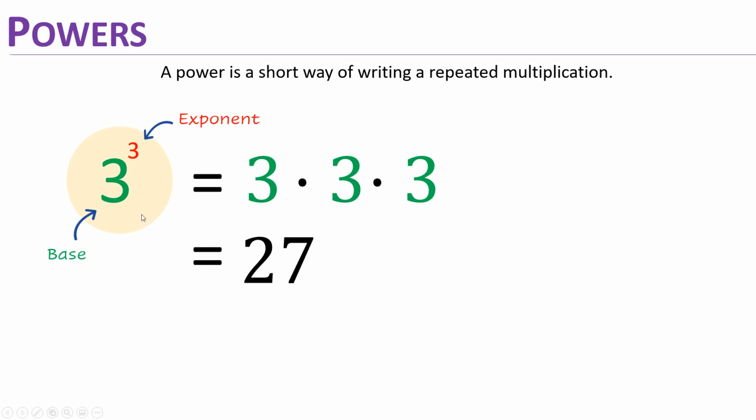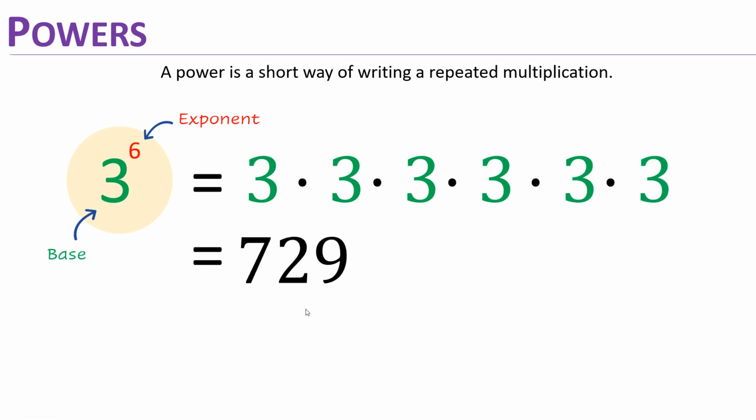The base can be a different number. 3 to the power of 3 means 3 times 3 times 3, which is 27. And 3 to the power of 4 means 3 times 3 times 3 times 3, which is 81, and so on. If the exponent increases by 1, the result of our calculation now triples.